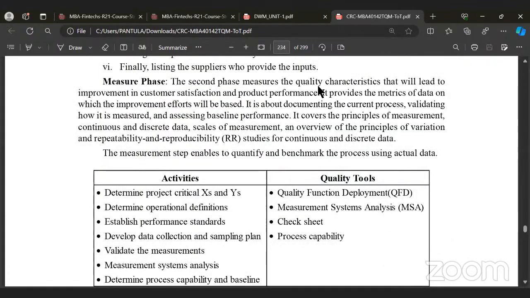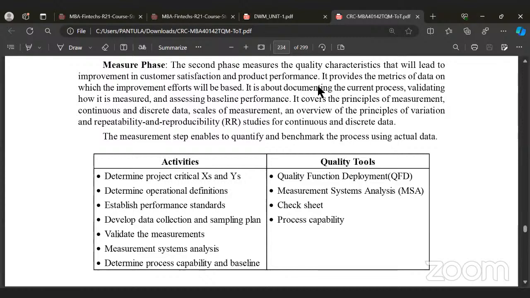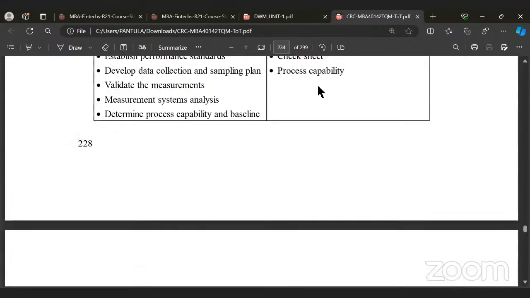Next is the measurement phase. First, D is over, now M. In the measurement phase, we are going to measure. Determine the project X and Y, critical Xs, determine operational definitions, establish performance standards, develop data collection and sample plan, validate the measurement system and analysis, determine the process capability and baseline, quality function deployment, measurement system analysis, check sheet, and process capability. These are the measurement stage.